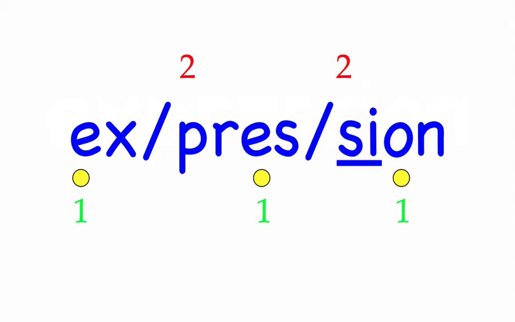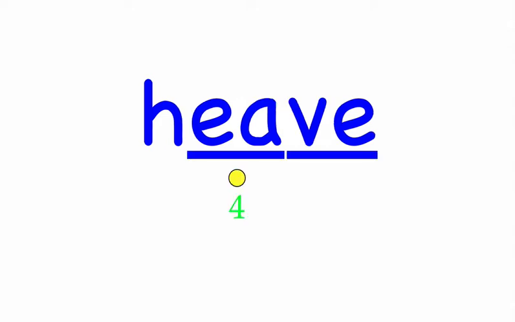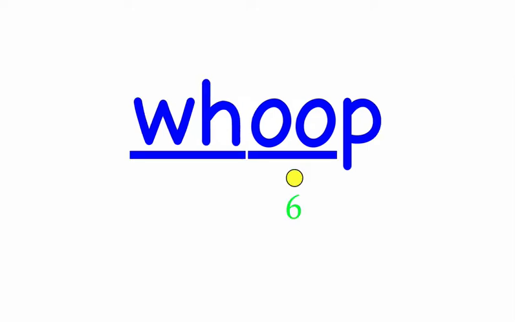Heave. Heave. You must heave the bundle into the ship. Heave. Three sounds: h, ee, v. Heave. Mark the word. And here again, VE is a team because E's only job in this word is to prevent the V from being the last letter in the word. Whoop. Whoop. The player made a whoop sound upon scoring. Whoop. Three sounds: w, u, p. Whoop. Mark the word.